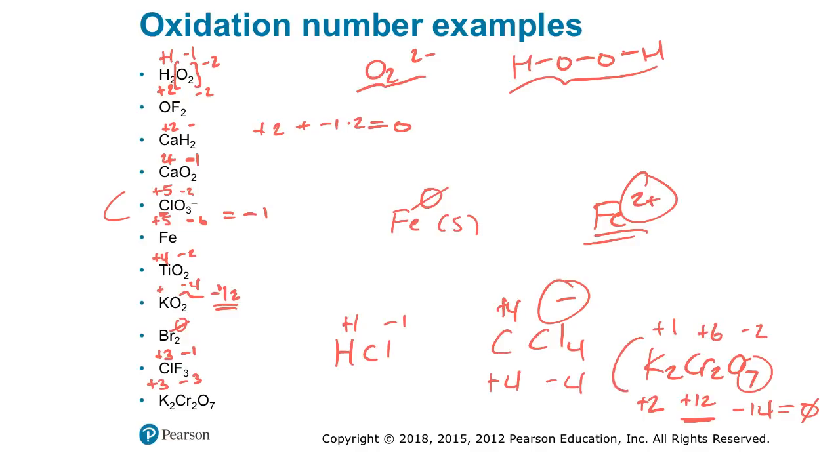Okay, so we have to account for all of the atoms in the arithmetic. So I have to account for the 2 potassiums, the 2 chromiums, and the 7 oxygens. So 2 plus 12 is 14, minus 14 is 0. So these are a few examples. There's a lot more in the book, but hopefully these examples take us through a lot of the nuances of the rules.